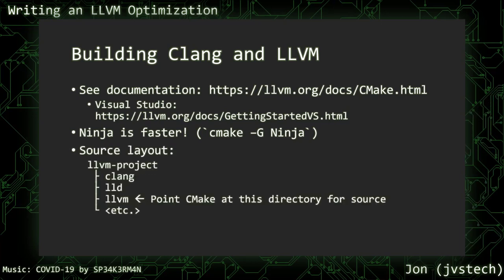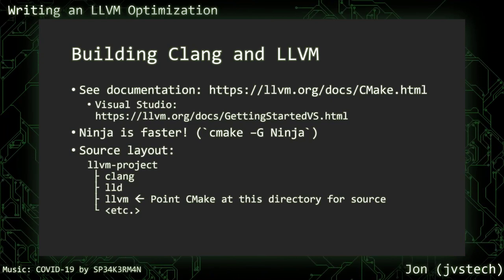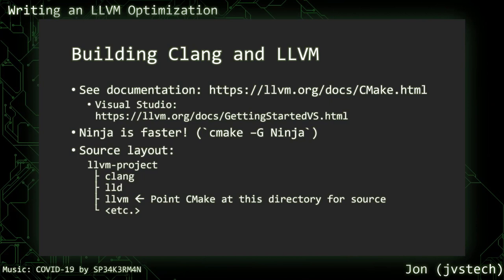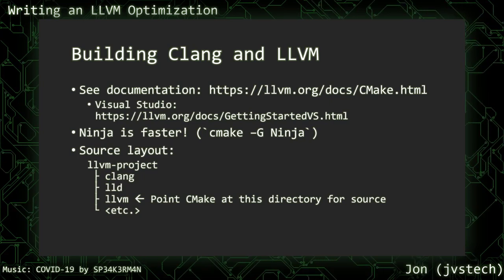Your source tree should be laid out something like this, with the Clang and LLVM directories being siblings under the same directory. When you run CMake to configure your build, give it the path to the LLVM source directory. The CMake files in it will find and configure Clang without having to provide any other paths. The same holds true for any other LLVM projects you choose to build, such as LLD.